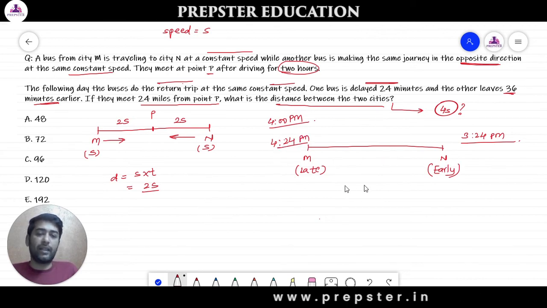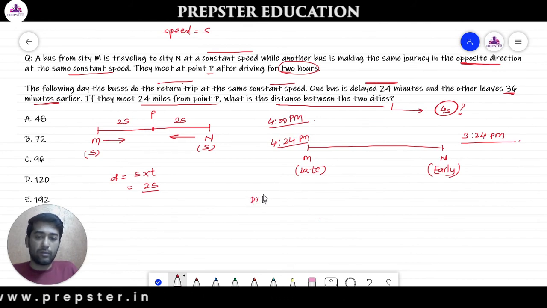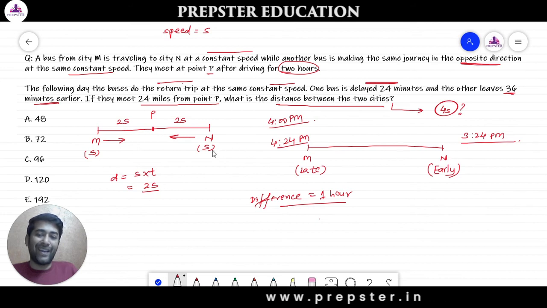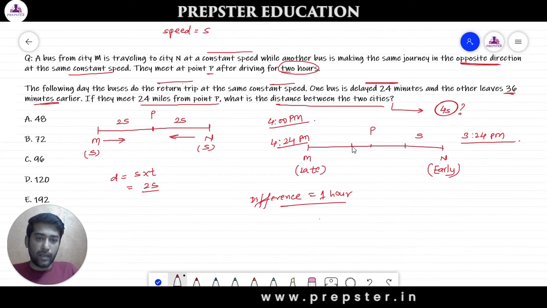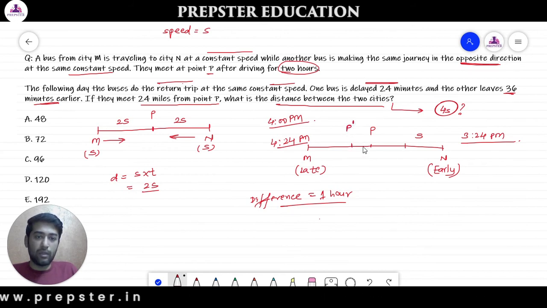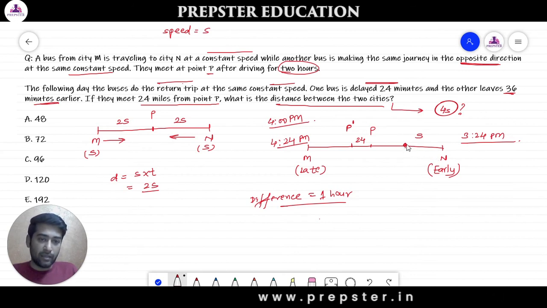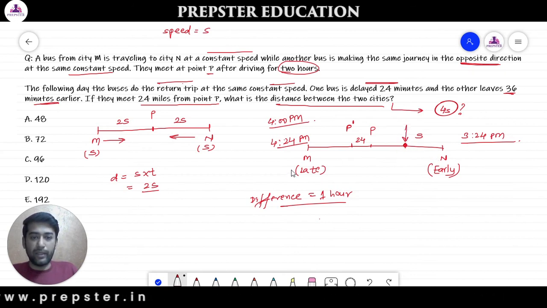We can clearly see that there is a difference of 1 hour. So time difference is 1 hour. So in 1 hour at a speed of S, the bus leaving city N already covered a distance of S. Also, this is our point P and this would be our new point P dash where they meet now, which is 24 miles from P. Now at 4:24 p.m. the bus leaving city N is already here. So when this bus leaves, the bus from city N is already here.